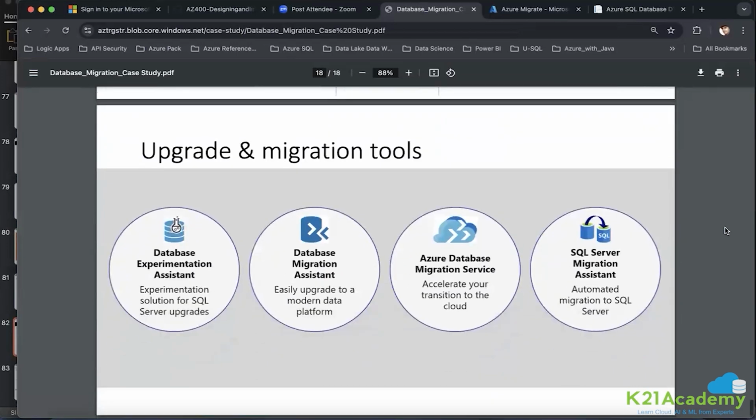Last but not least, from a migration point of view, some of the tools have been changed also. For example, the first one is the Database Experimentation Assistant. Now they changed the name, and it is built into your Management Studio itself. The Database Migration Assistant, they have renamed it. Azure SQL Database Migration Service, which is again part of Azure Migrate itself, and SQL Server Migration Assistant, that is one of the standard ones, like Azure Database Migration. They have just recently renamed it, and that service is available under that, right?